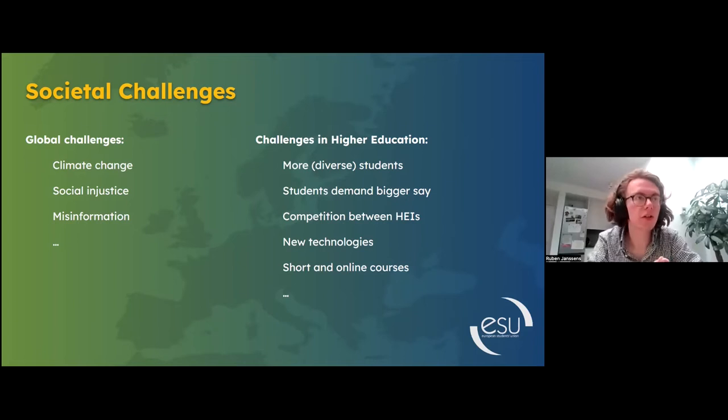And also those new technologies have enabled different ways of offering education, such as short courses and online courses, and they provide a bit of a challenge to higher education, like the traditional higher education institutions.